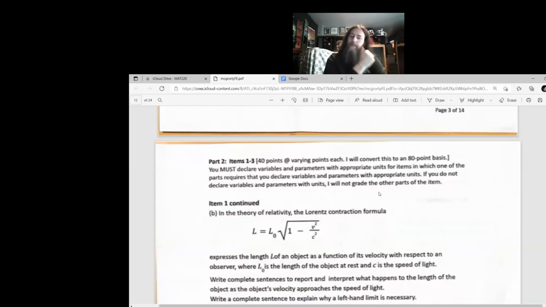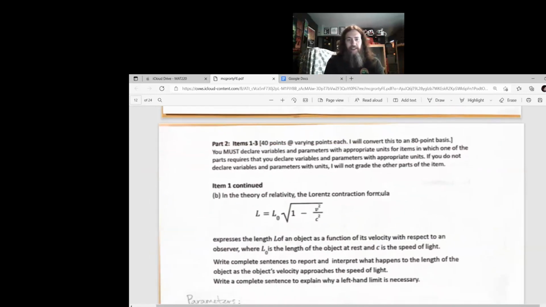Which I don't know if that has anything to do with it. But anyways, that's beyond the scope of the test. I'm just going off on a tangent here.